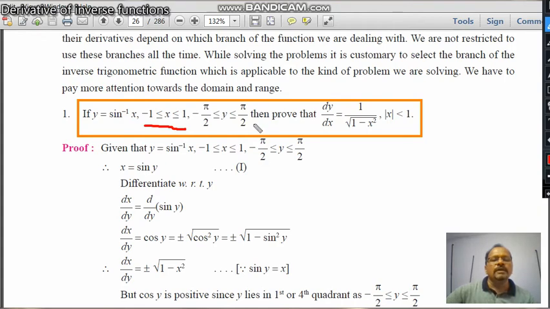Then the derivative of this sine inverse x function is 1 upon under root 1 minus x square for mod x less than 1. Now what is mod x less than 1? Mod x less than 1 means -1 is less than x is less than 1.